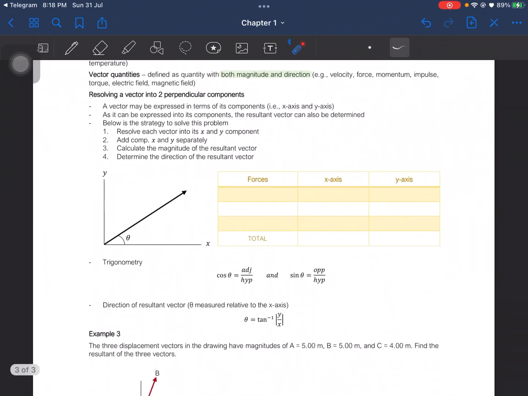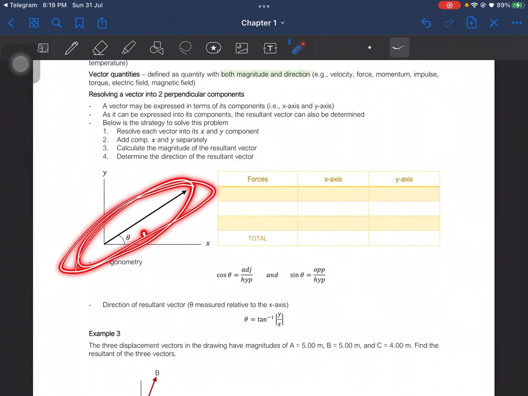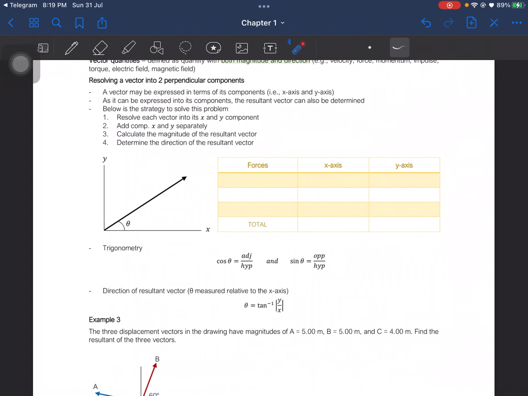A vector may be expressed in terms of its components, which are the x-axis and y-axis. As it can be expressed into its components, the resultant vector can also be determined. Below is the strategy on how we are going to solve this problem. For example, now we have this force A here.